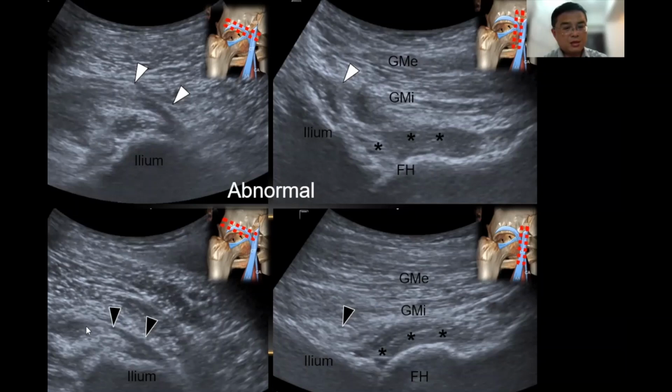The indirect head of the rectus femoris actually is quite thin. So you can also use the short axis view to check the tendon. And in the short axis view, the perifocal edema seems quite obvious.